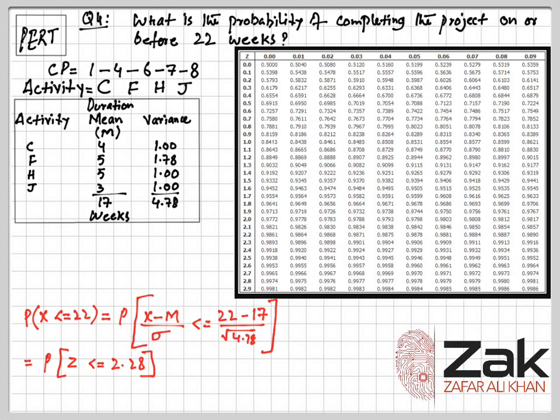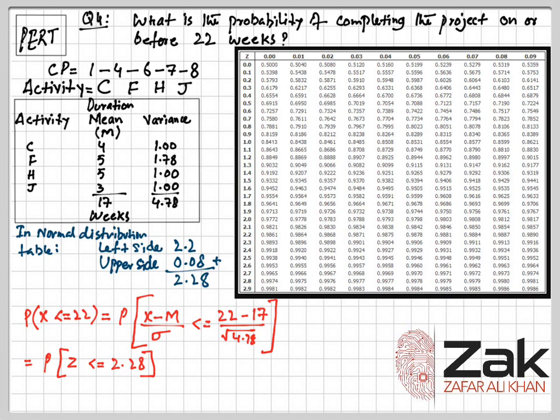In order to use a standard normal distribution table, we will have to break this value into two parts. The Z value is in the left column, but it is not showing 0.08 there; we will be finding 0.08 in the upper row. So we have to distribute this value in two parts. For the left side Z it would be 2.2, and on the upper side it is 0.08. So we will have 2.2 here and 0.08 over here.